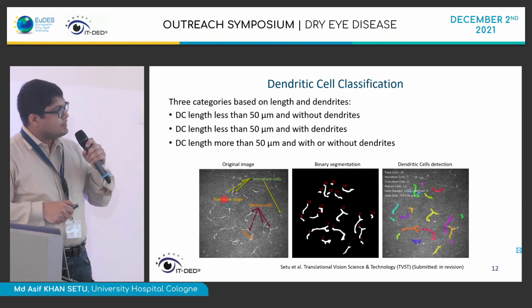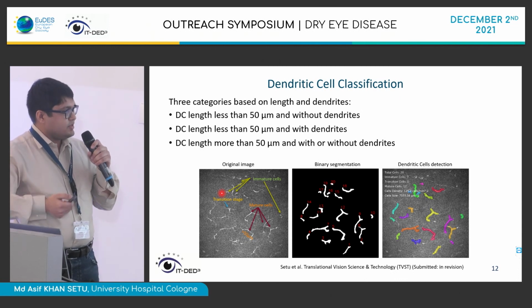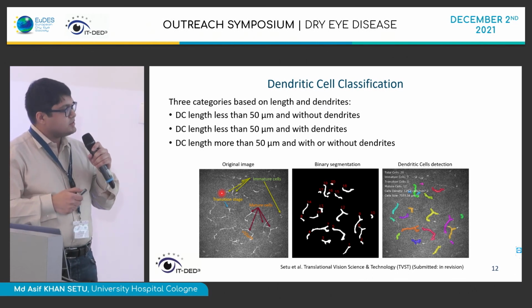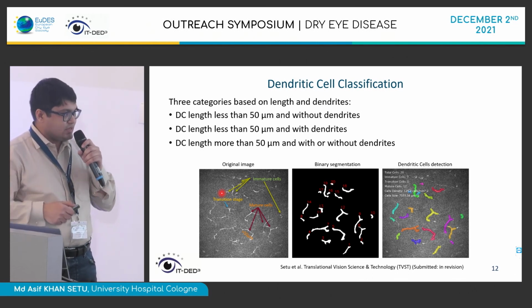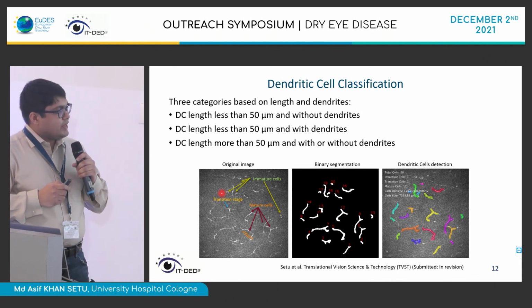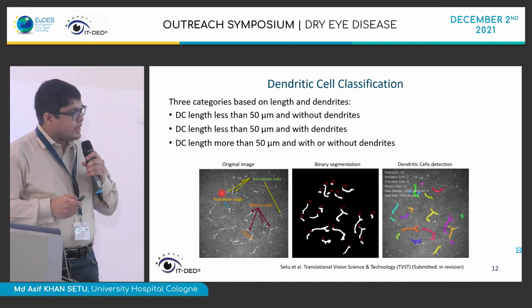So if the length is less than 50 micrometers and without dendrites, we consider it an immature cell. If the length is more than 50 micrometers, it is a mature cell, and in between, we consider it a transition stage cell. We classified more than 1,000 cells in the test data set, and we plotted them based on the length.